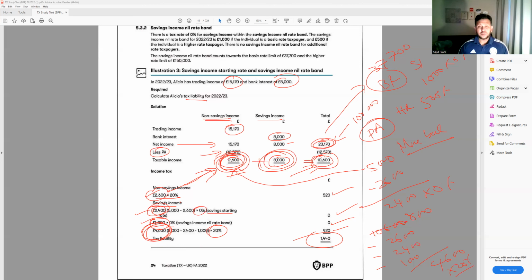But savings, we have to make a split. You have to be careful with the starting rate because this is 5,000, and you always have to look at the non-savings and minus it. If the non-savings here, for example, is 6,000, remember that there is no 5,000 left, so it will be zero. So I'm not going to get it. Be very careful with that.